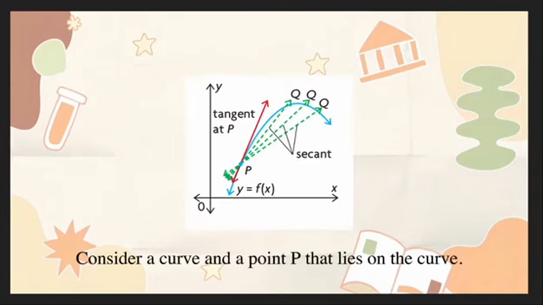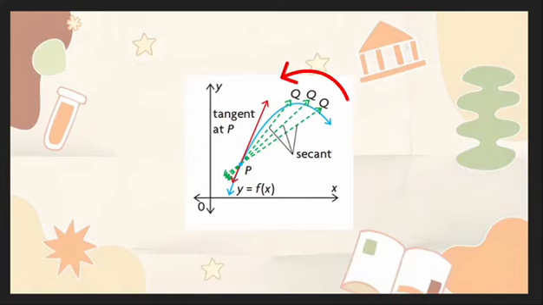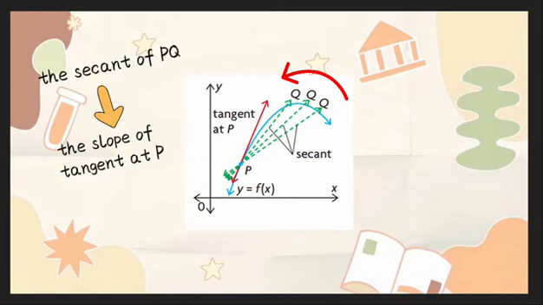Let us take a look at this picture. Consider a curve and a point P that lies on the curve. Now consider another point, Q, on the curve. The line joining P and Q is called a secant. When point Q moves towards P along the curve, the secant PQ gradually becomes a better estimate of the slope of the tangent. This suggests the following definition.